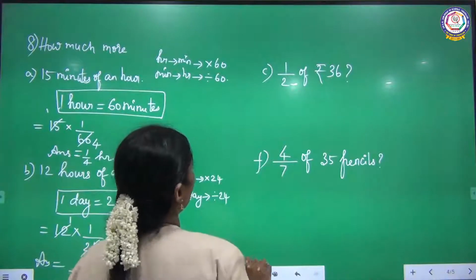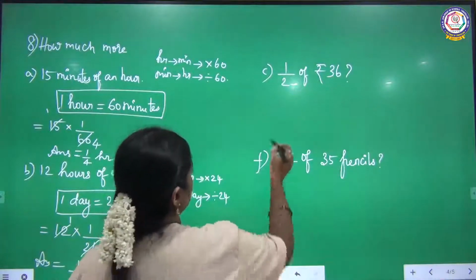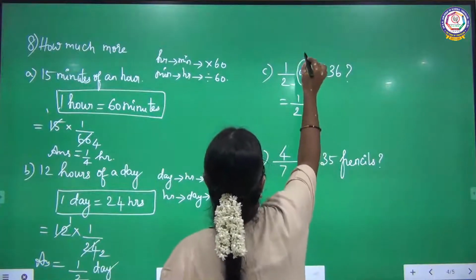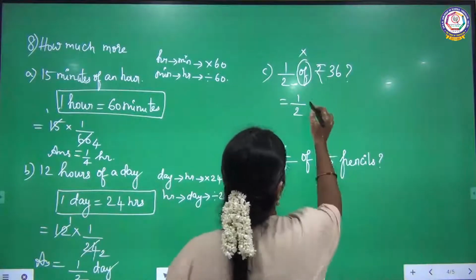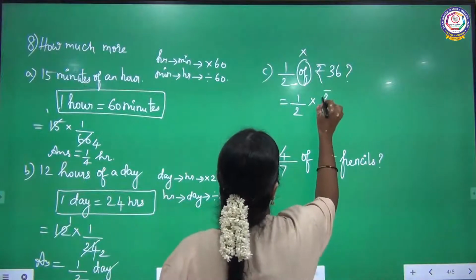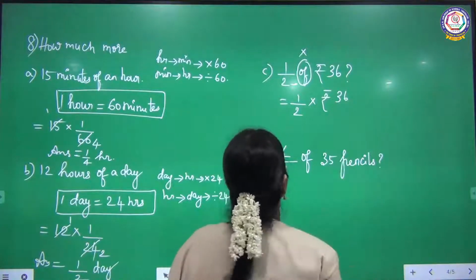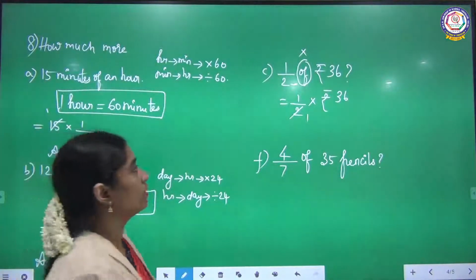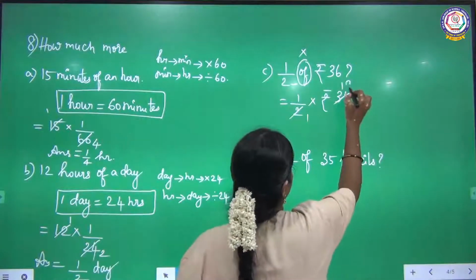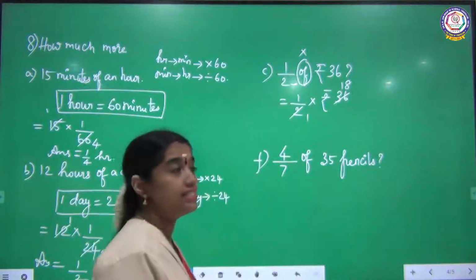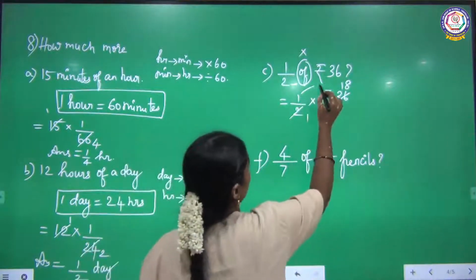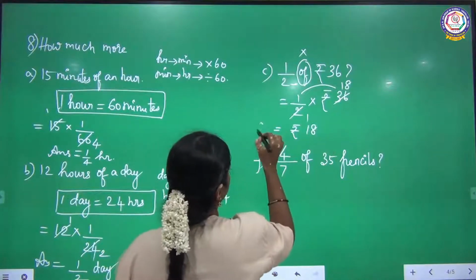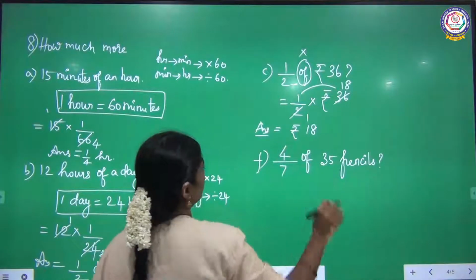Next, see, 1 by 2 of rupees 36. What do you have to do? Of is nothing but multiplication here. So, 1 by 2 into rupees 36. 2 ones are 2, 2 18s are 36. Just multiply 1 into 18. So, rupees 18 is your answer.